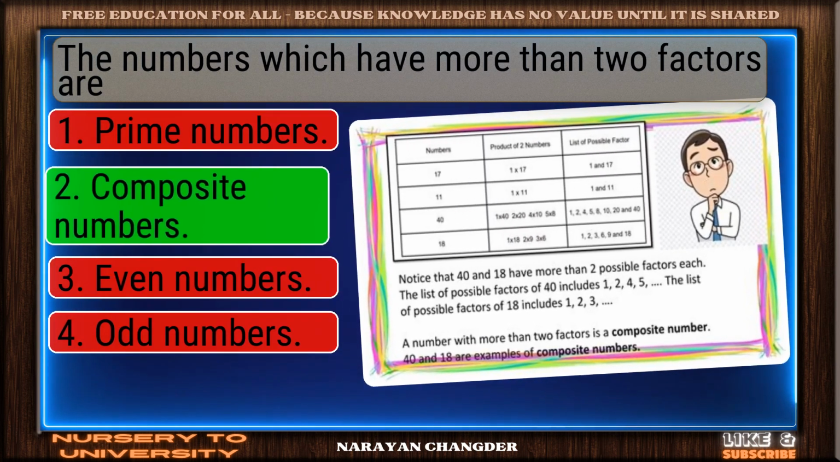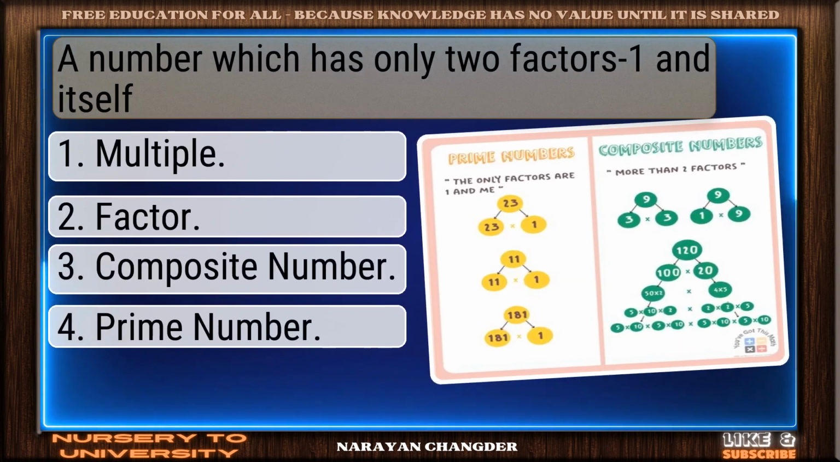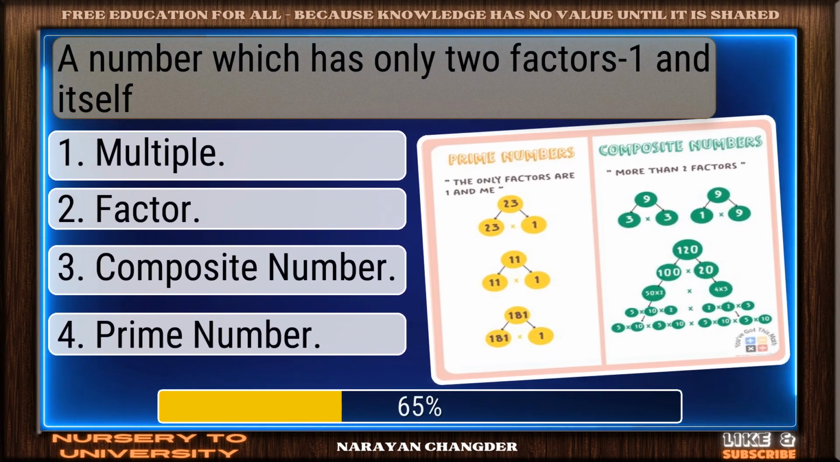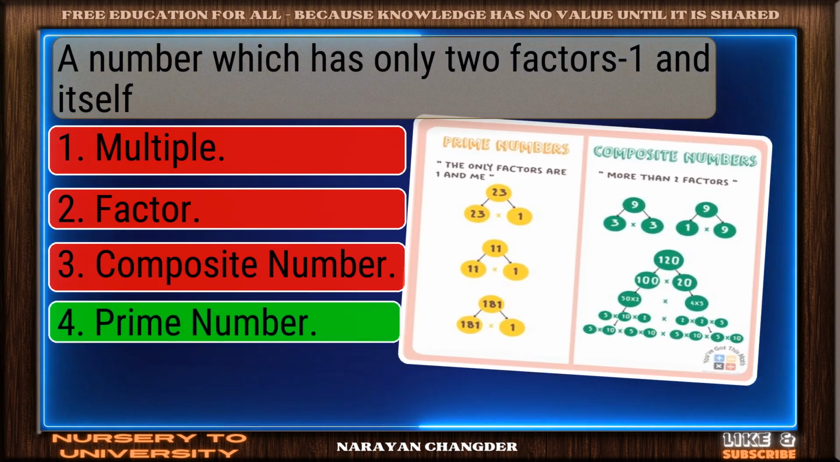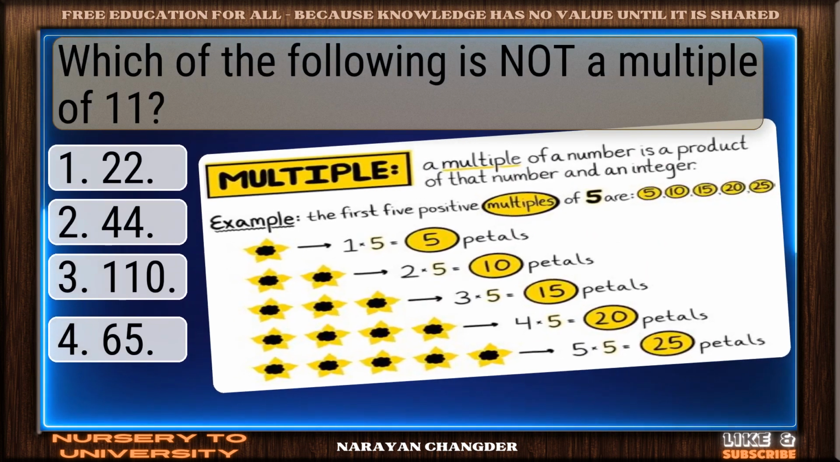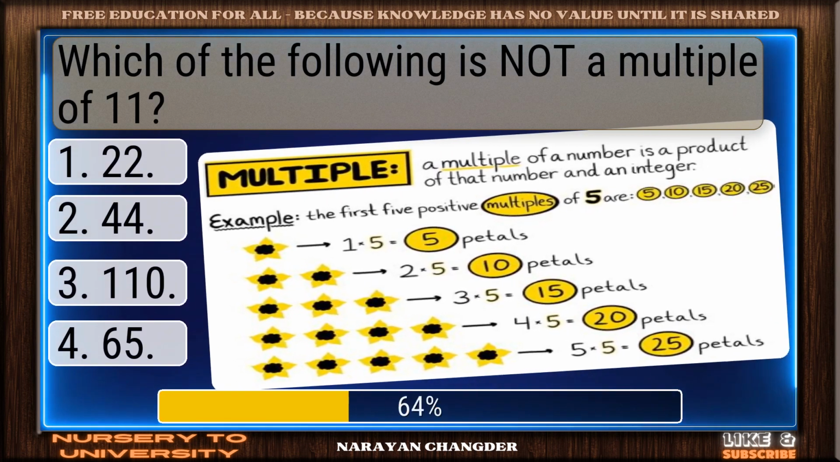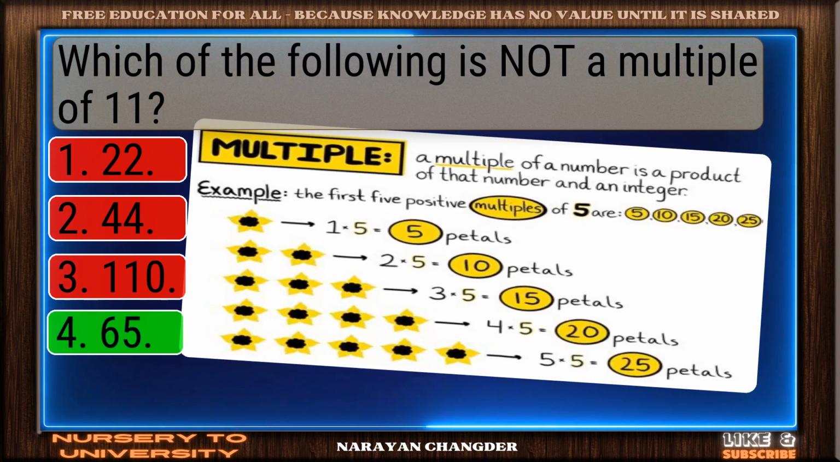Great job. Composite numbers is the accurate answer. A number which has only 2 factors, 1 and itself. You got it? Your choice prime number is right. Which of the following is not a multiple of 11? Right choice. 65 is the best answer.